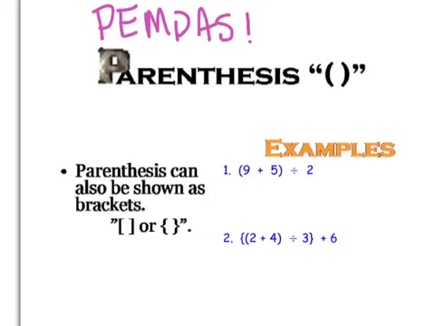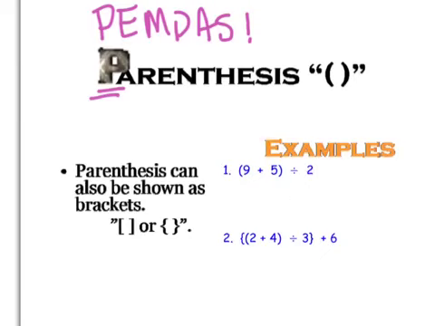So when we get to the P, which is parentheses, what that means is that we do that first. Oh wait, I have a little laser. Look how cool this is. Okay, so we're going to do example number 1 right here. Isn't that laser cool?